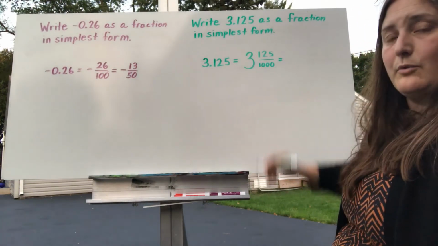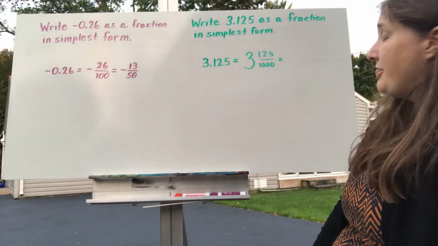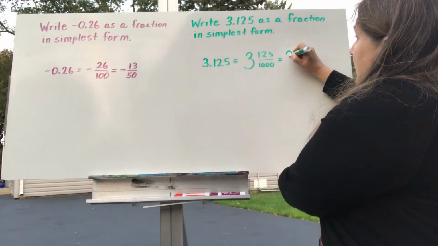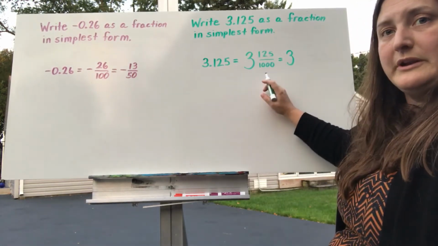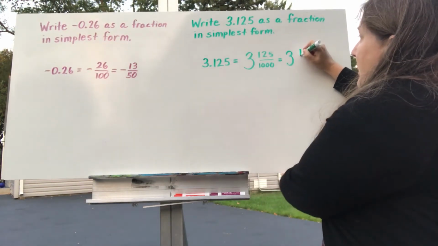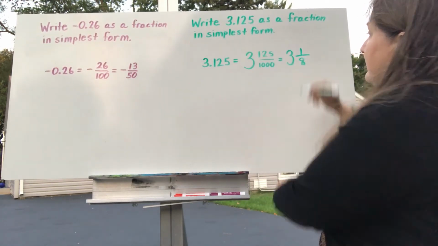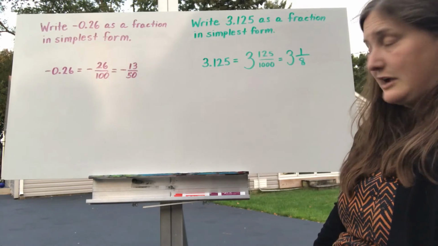Then I want to reduce here. 125 and 1,000 are both divisible by 125. So I'm going to carry over my 3. 125 divided by 125 is 1, and 1,000 divided by 125 is 8. And there's my reduced fraction.